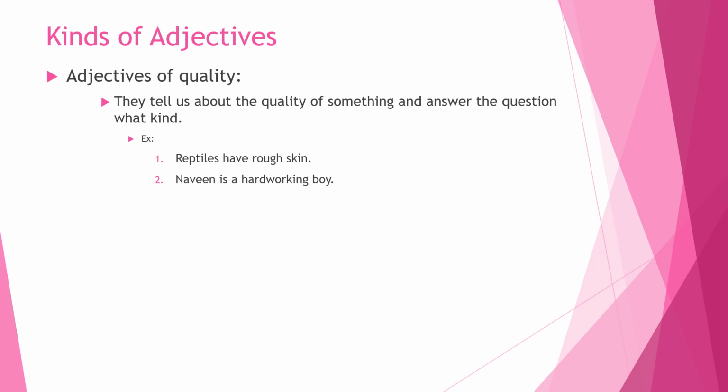It is answering the question, what kind of boy is Naveen? He is a hard-working boy. So, hardworking is an adjective of quality. So, adjectives of quality tell us about the noun, the quality of a noun or something.